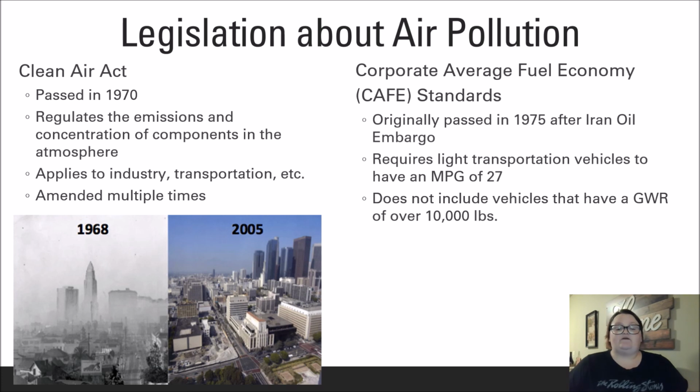The CAFE standards are regulations put in place to reduce the use of fossil fuels for transportation by setting a minimum efficiency rating for cars and trucks. The current legislation requires light transportation vehicles sold in the U.S. to have a fuel economy of at least 27 miles per gallon. The Obama administration proposed raising that to 32 miles per gallon and increasing the restrictions applicable to larger transportation, as the current law does not apply to vehicles that have a gross weight rating of 10,000 pounds or more.